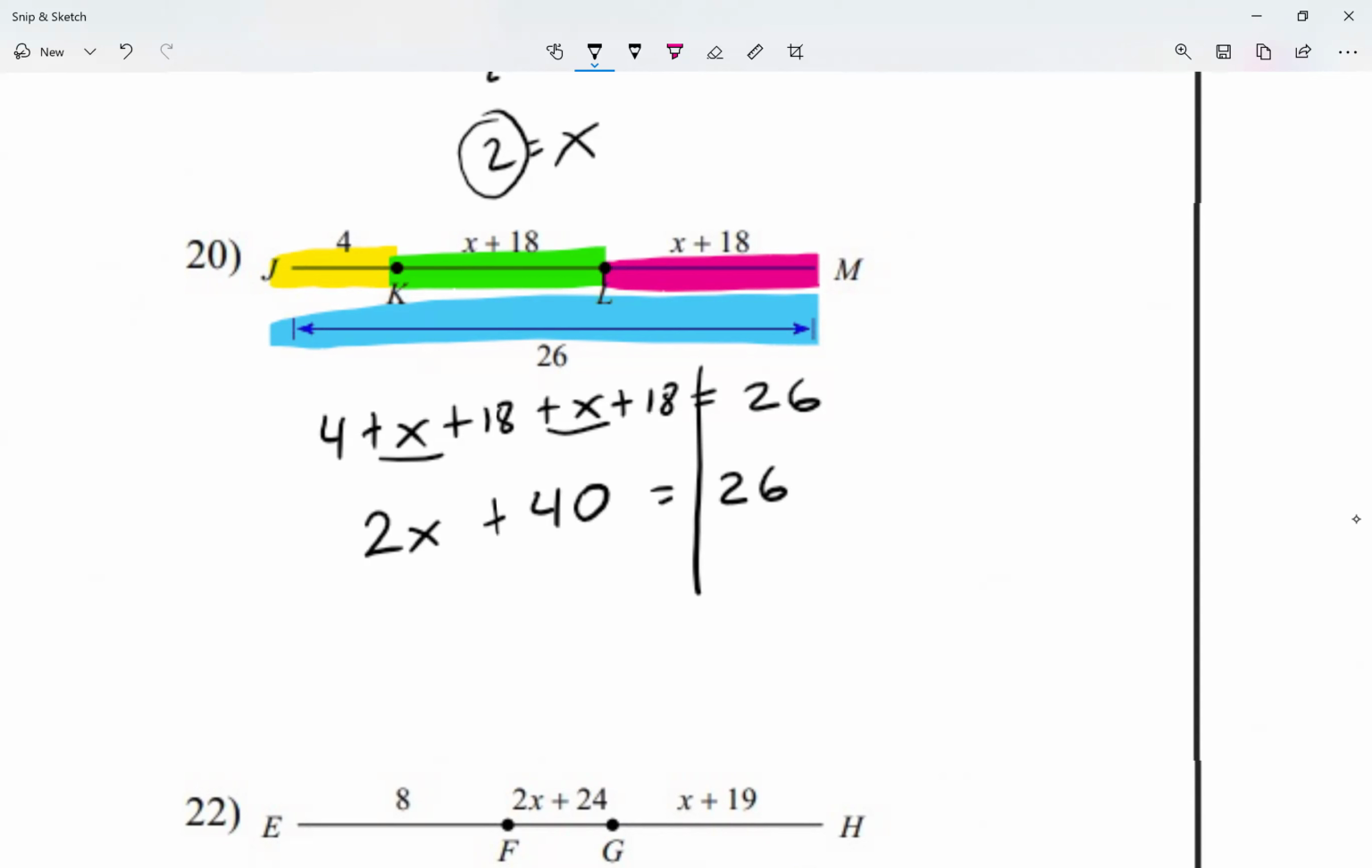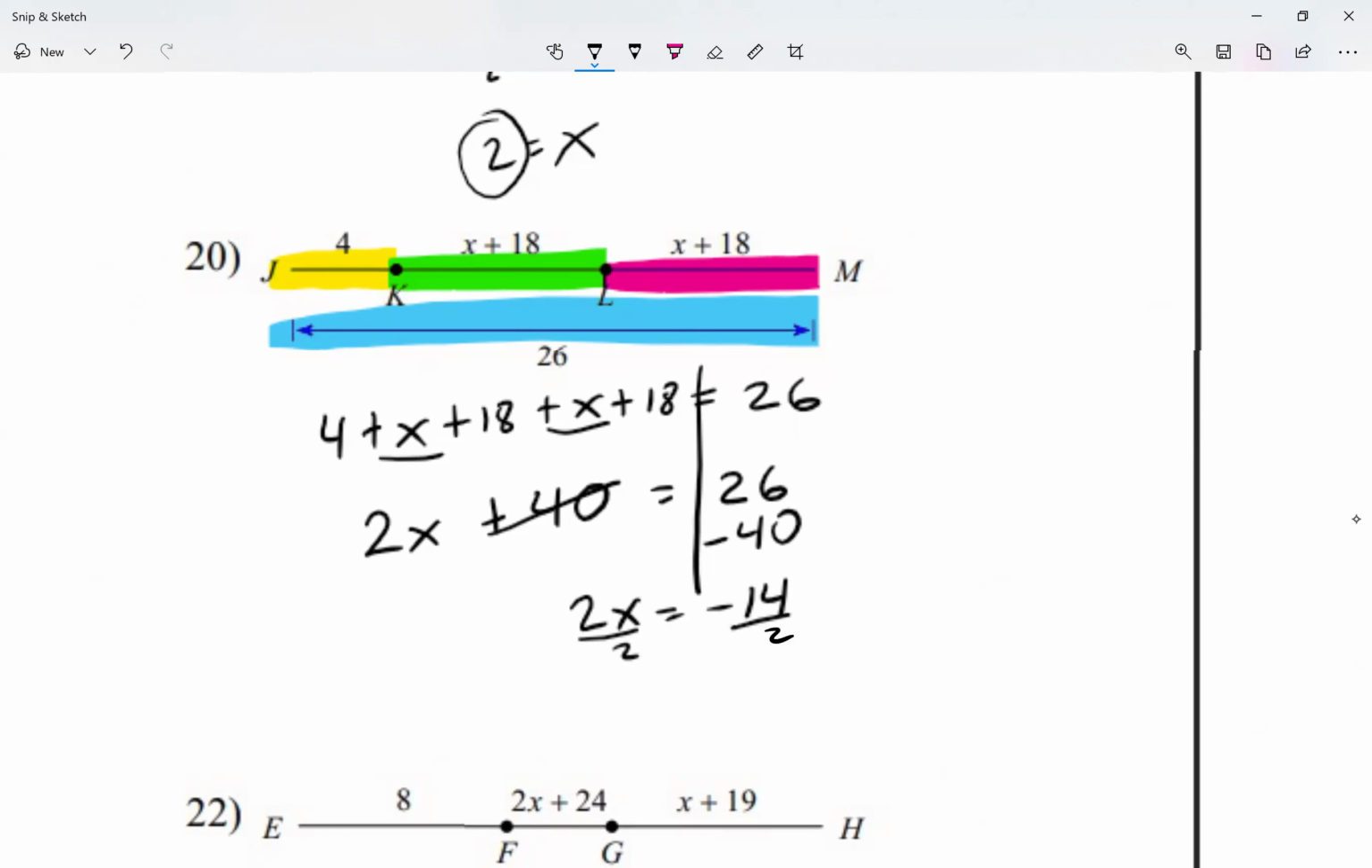Letters on one side, I have 2x on the left. So then this plus 40, let me move it over to the other side as a minus 40. So that gives me that 2x is equal to -14, right? 26 minus 40 is -14. Let me divide by 2. So x is equal to -7.